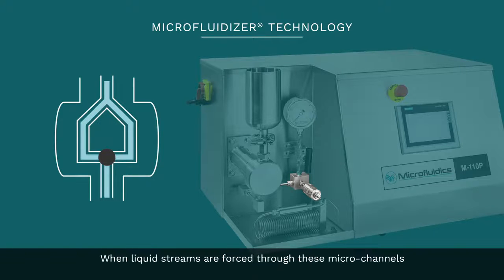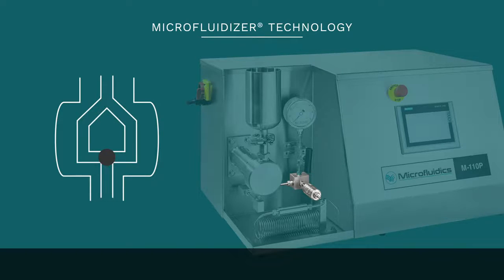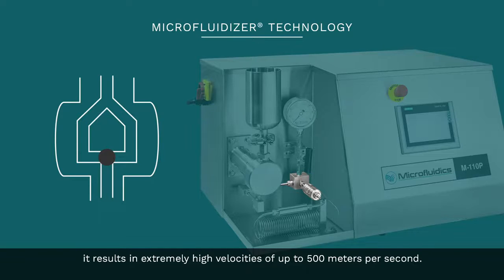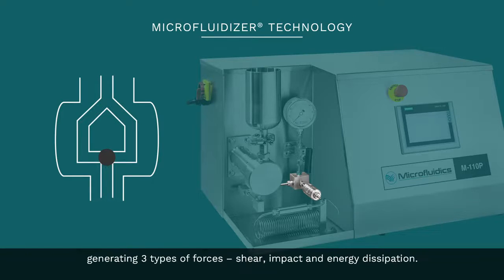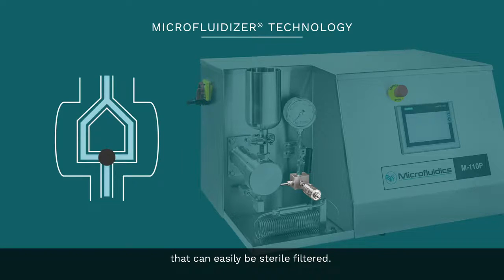When liquid streams are forced through these microchannels, it results in extremely high velocities of up to 500 meters per second. The stream accelerates and collides with both the chamber walls and itself, generating three types of forces: shear, impact, and energy dissipation. These forces disrupt cells and create the fine nanoemulsions that can easily be sterile filtered.